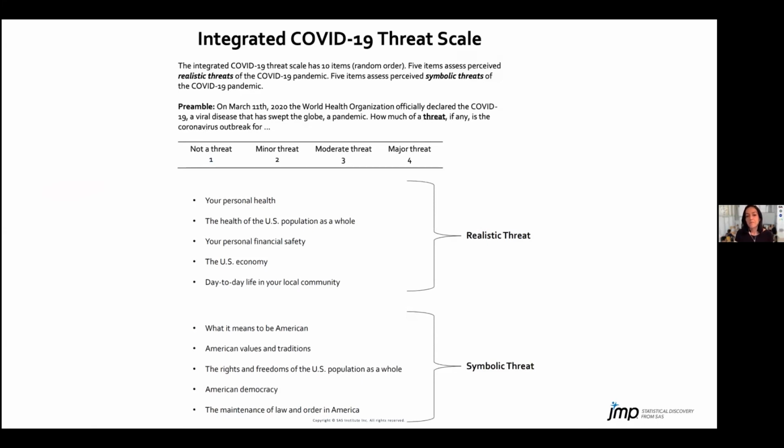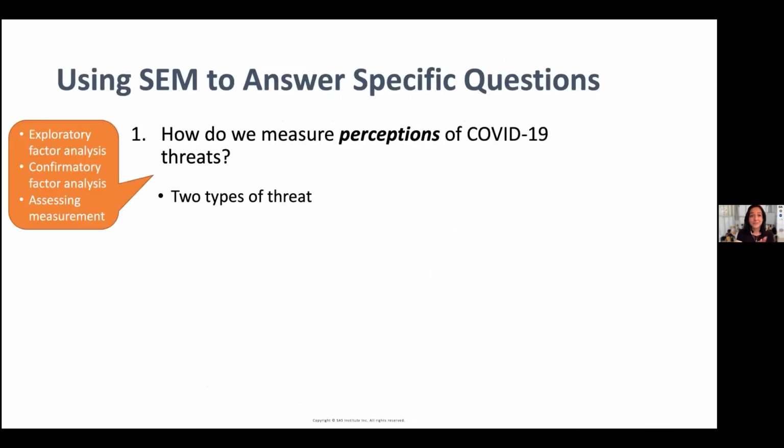And so I got the data from the authors, and that's what we're going to be working on to demonstrate some SEM examples today. So we're going to answer very specific questions. The first is, how do we measure perceptions of COVID-19 threats? And we're going to look at those two specific types of threats. This is going to lead us to talk about confirmatory factor analysis and how we assess a measurement model.